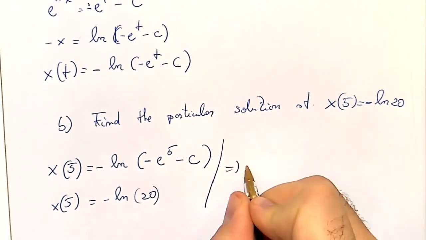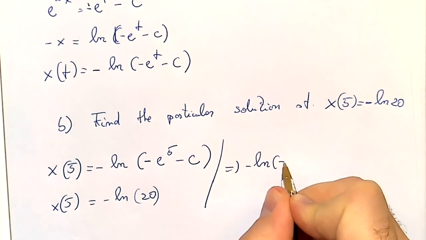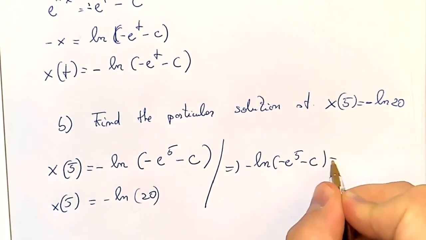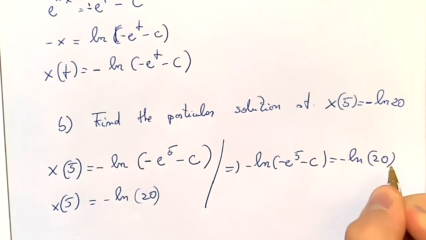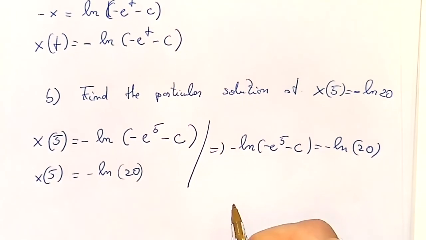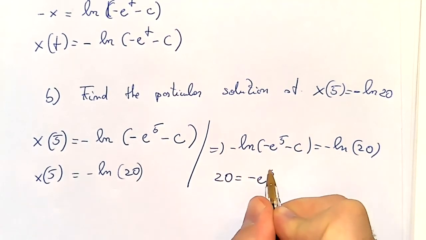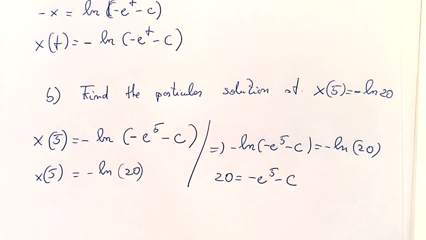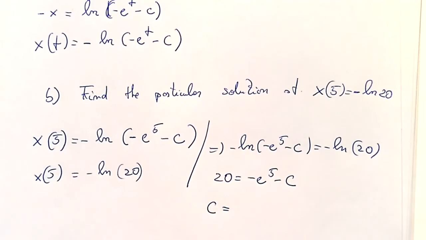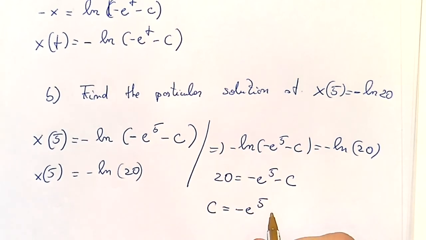So from here, I can say that minus log of minus e to the 5 minus constant is equal to minus log of 20. So again, all I'm doing is I'm finding the constant. Okay, so I can say that 20 is equal to minus e to the 5 minus a constant. Okay, so the constant is just equal to, no, this is harder than I expected. Okay, it's equal to minus e to the power of 5 minus 20.